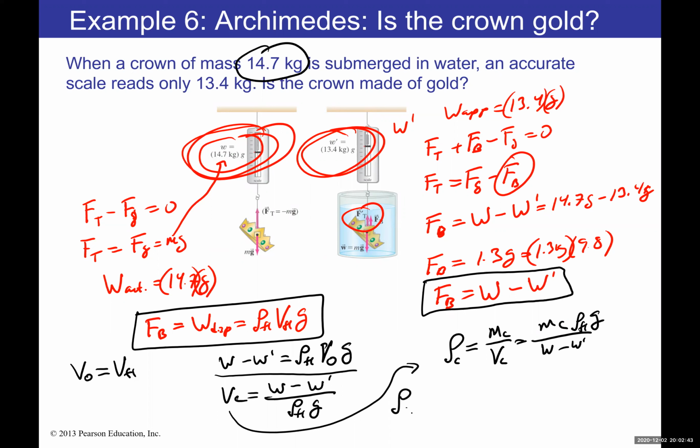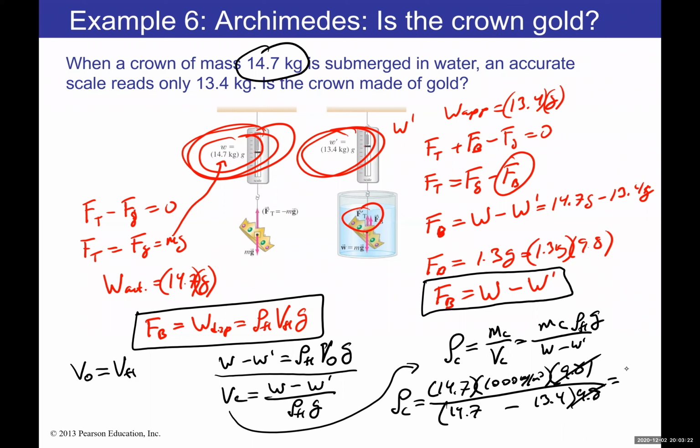So we can calculate the density of the crown, which is 14.7 kilograms times 1000 kilograms per cubic meter for the water, times 9.8, divided by 14.7 g minus 13.4 g. I can factor out g, and even cancel the 9.8 from both sides. If we calculate the density, what we get here is 11.3.